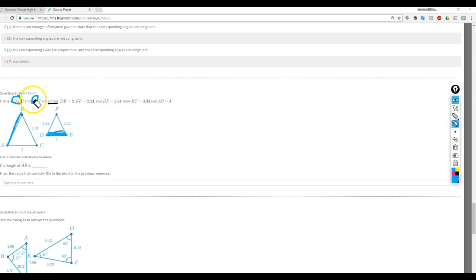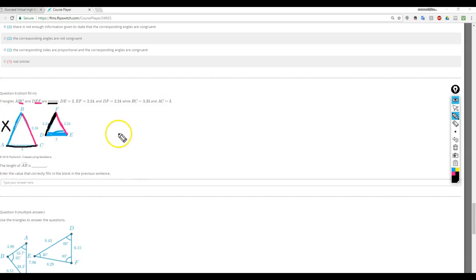Then the next one to tell would be the next group of two, or order of two. So then BC and EF, B to C and E to F, are corresponding parts, and there's only one leg left, therefore AC and DF are corresponding sides. So they are asking for us, what is the length of AB?